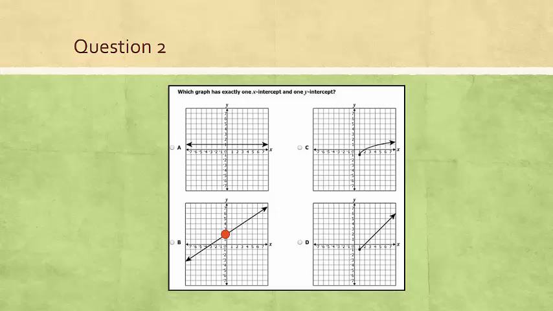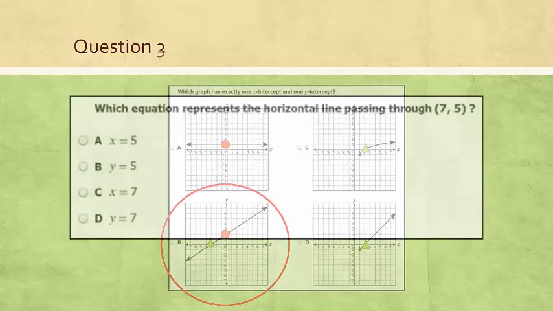Okay, which has one x-intercept and one y-intercept? So in B, that's our y-intercept. There's a y-intercept in A. There's an x-intercept. There's an x-intercept in B. So right now B has an x-intercept and a y-intercept. It's looking good for B. And now in D, we got only one x-intercept. So our answer is B. Alright, you see how that works? One x-intercept and one y-intercept.